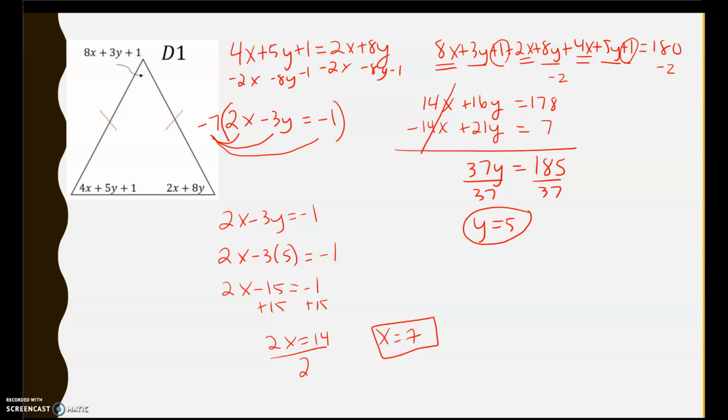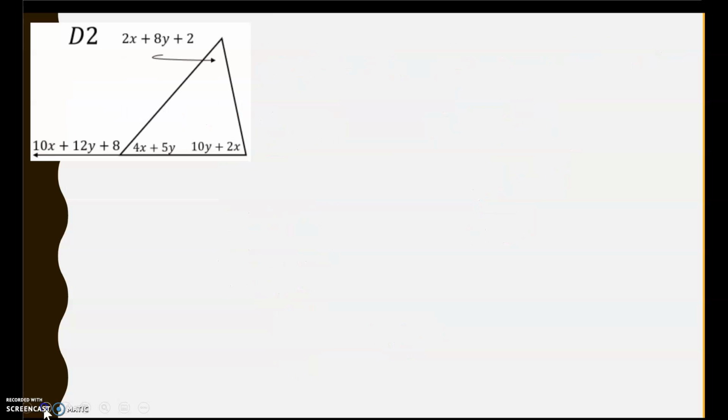Like I said, D1 and D4 are very similar. Next, D2. D2 and D6 are also similar problems. So I'm just going to do D2. Again, I need to figure out two separate equations. I can do this a couple of ways. I know that these two guys here are a linear pair, so I could use that.